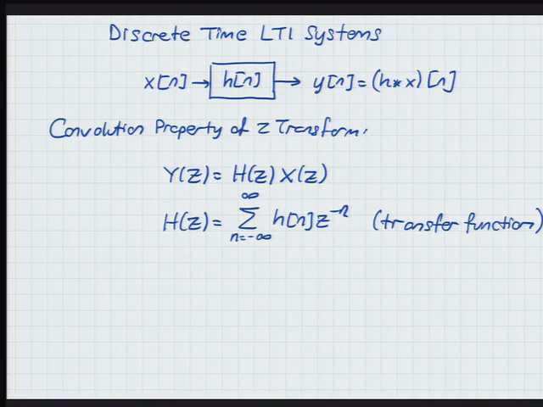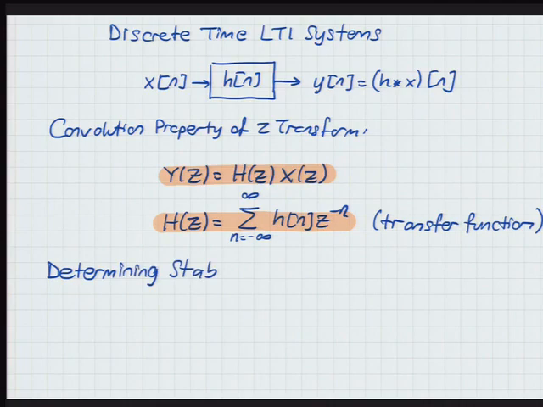All right, so these are two important things. When you work with Z transforms, you just multiply things, the Z transform of the input with the Z transform of the impulse response. Okay, so that's just a quick reminder of these properties. So what I want to discuss really first is how do we determine stability from h of z.